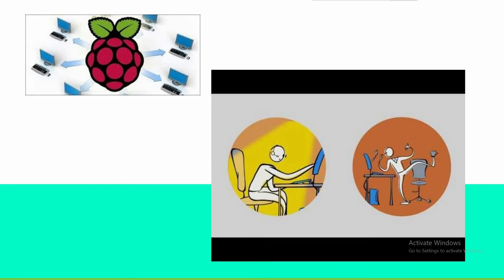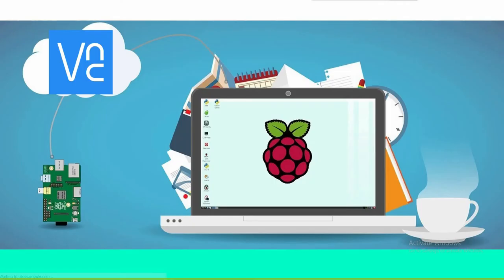So actually VNC Viewer, virtual network computing, is a graphical desktop sharing system that uses the remote frame buffer protocol to remotely control another computer. It transmits the keyboard and mouse events from one computer to another, relaying the graphical screen updates back in the other direction over a network. So simply, VNC Viewer shares the screen of another computer onto your computer, providing a keyboard and mouse without any physical connection.